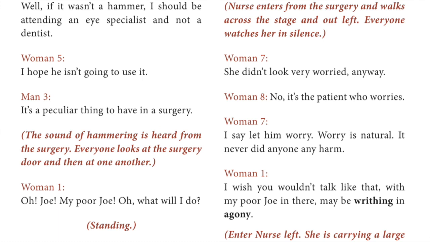Woman 7, she didn't look very worried anyway. Woman 8, no. It's the patient who worries. Woman 7, I say let him worry. Worry is natural. It never did anyone harm. Woman 1, I wish you wouldn't talk like that with my poor Joe in there. Maybe everything is agony.